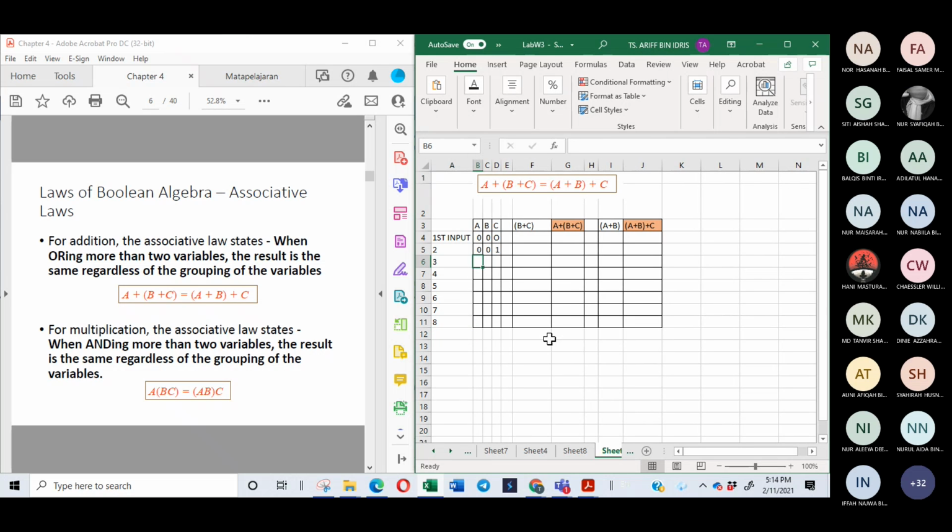Okay, so what is the third combination? 0, 0, 1, 0. 0 1 0.